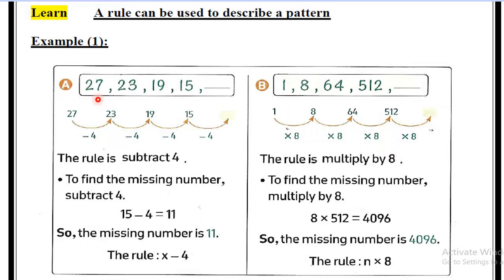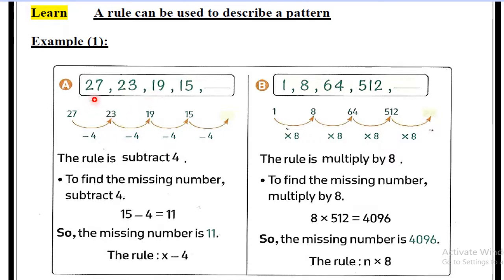27 is a big number. It becomes a small number. 23, then the number is smaller. 19, then the number is smaller. 15, and so on. So here we will use an operation which is minus or divided. So we have to know that when a big number becomes a small number, we need to use divided or minus.